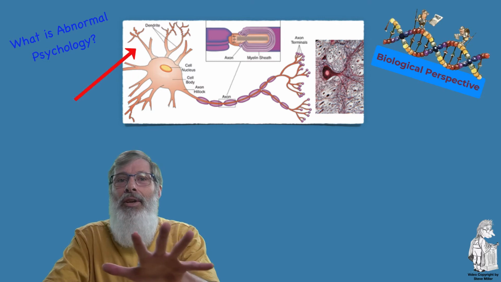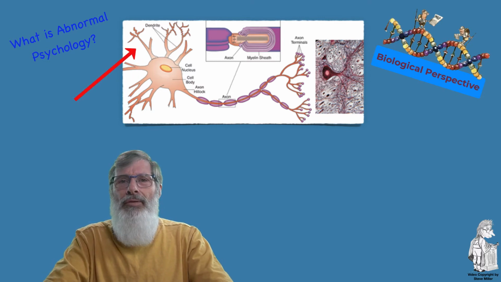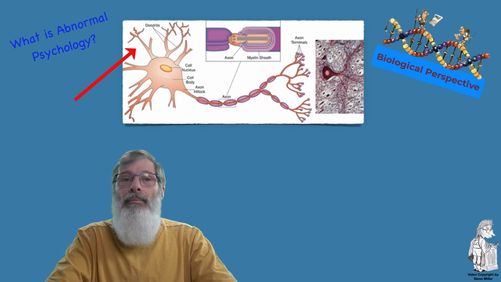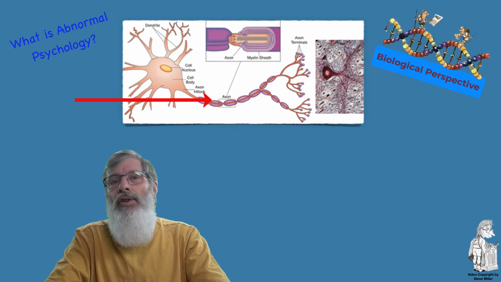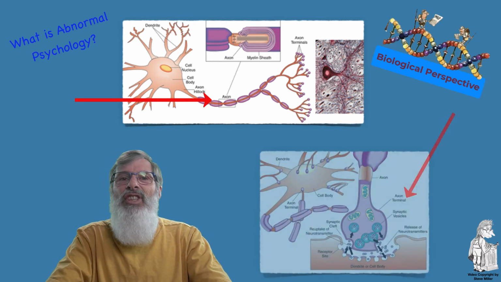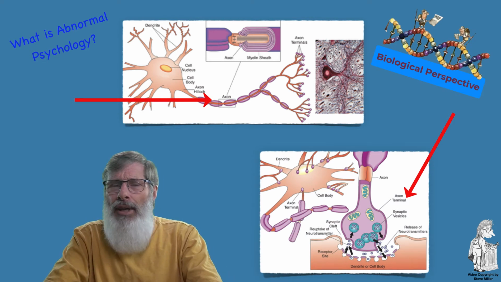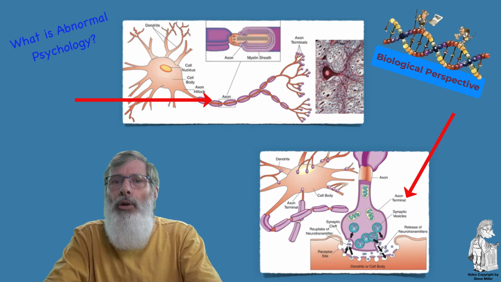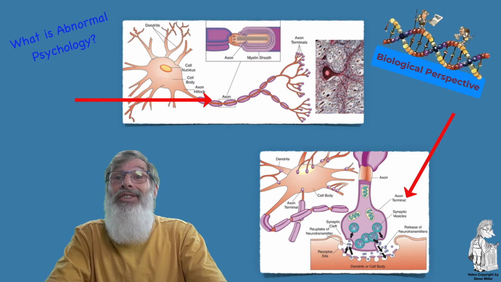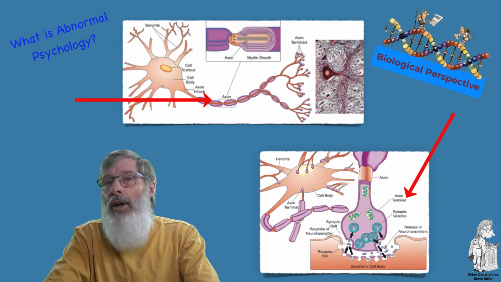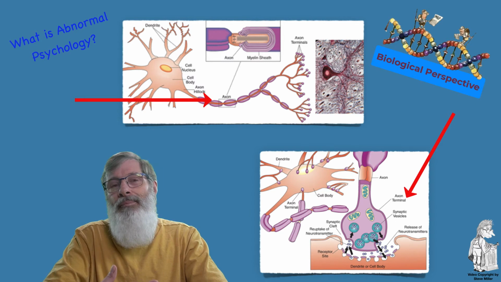The dendrites project out from the cell body and are the primary receivers of signals from other neurons. The axon is the tail-like extension of the neuron. It transmits signals to other neurons. At the end of the axon are what are known as axon terminals. Signals move from the axon terminal to the dendrites or the cell bodies of other neurons and to muscles, glands, and other parts of the body.